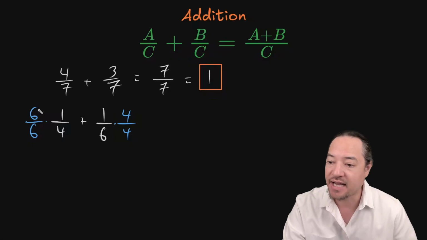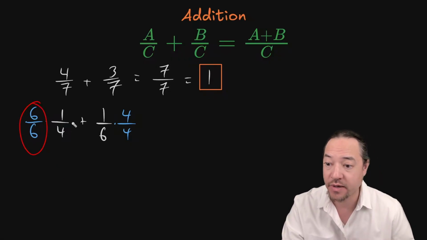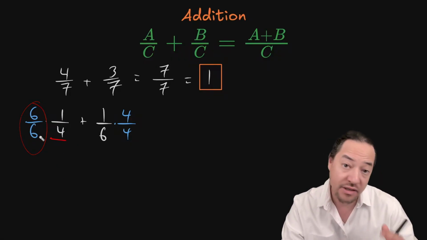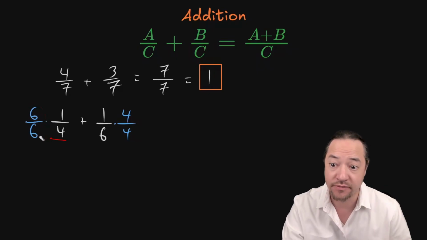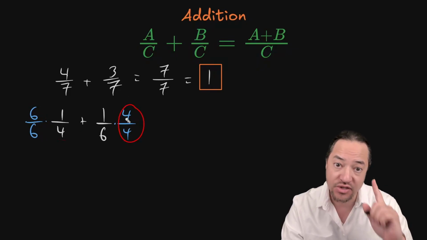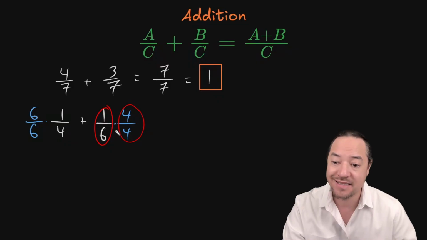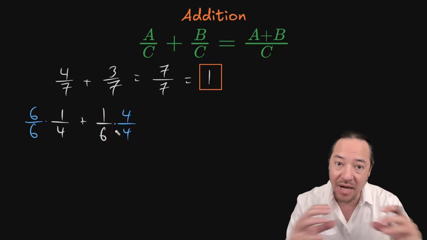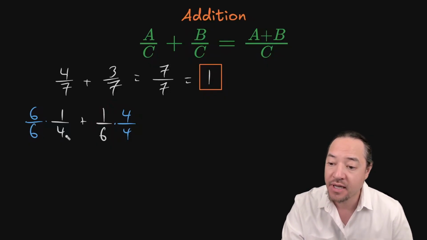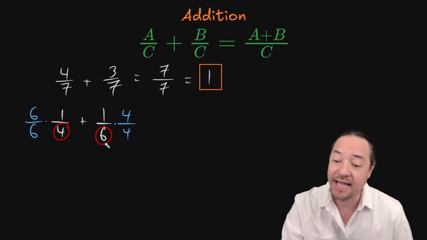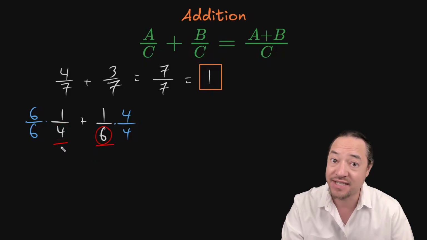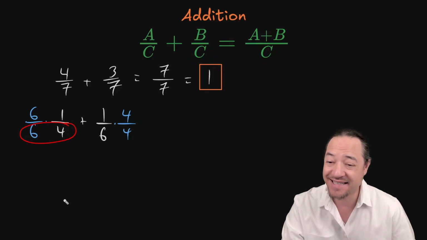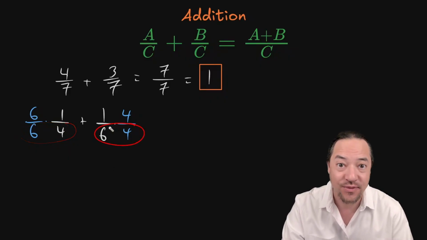The reason why is 6/6 is really just the number 1. So I can multiply 1/4 by 1, and I'm not changing the value of 1/4. Same thing here, 4/4, that's just the number 1. So 1/6 times 1 is still just going to be 1/6. But I'm able to do this to modify what I get in the denominator. And I do it this way because if I multiply the first denominator by the second, and I multiply the second by the first, I'm guaranteed to get a common denominator. So basically what I'm saying is 6 times 4 is guaranteed to be the same as 6 times 4.